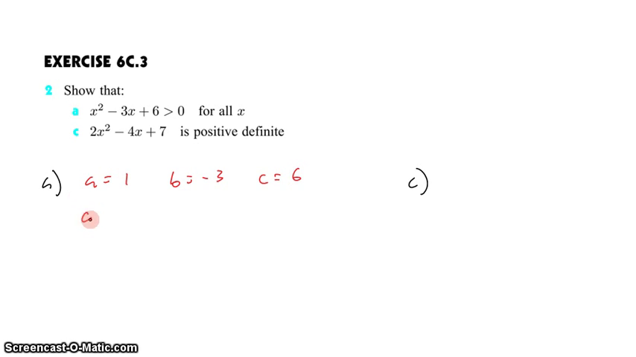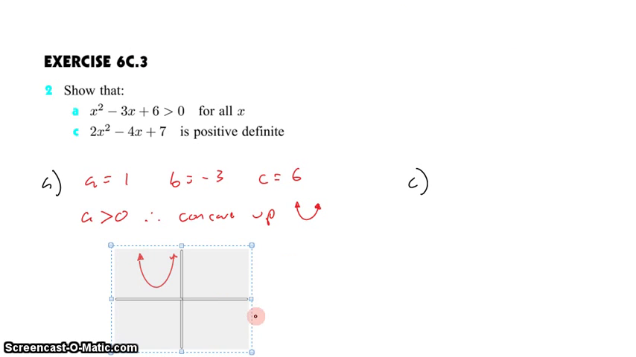Because A is positive, that means that we are concave up. Because A is positive, this is a smiley face function, not a frowny face function. So if it's going to be positive for all x, we just have to show that it will have no x-intercepts, or at most one x-intercept. So if I'm concave up, like this, then as long as it's above the x-axis all the time, then it will always be positive.